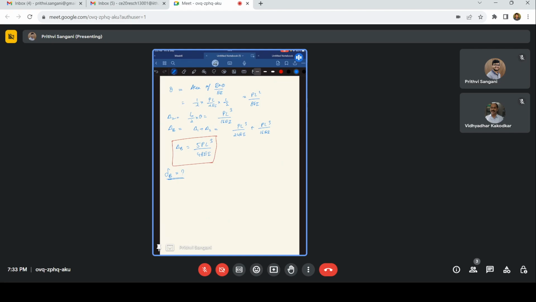So what is my delta B? Delta B is nothing but the moment of the area, the moment area about the point of interest. So this is my B and this is my A. So delta B is nothing but the area of this, one third of WL square by 2 times L, times 3 by 4 L.